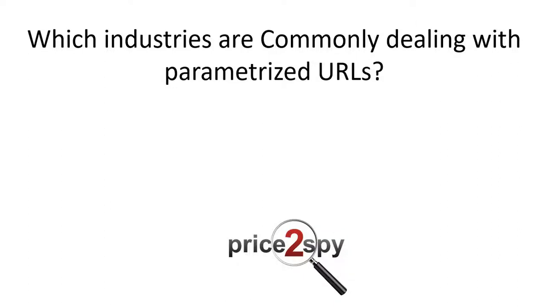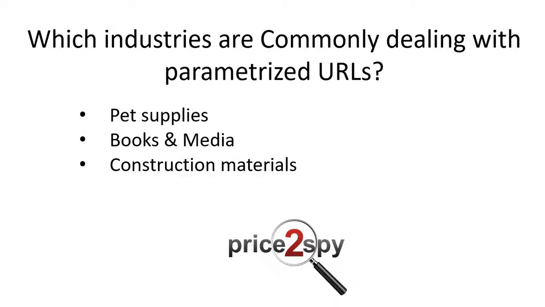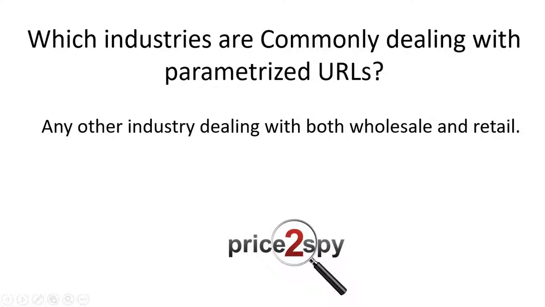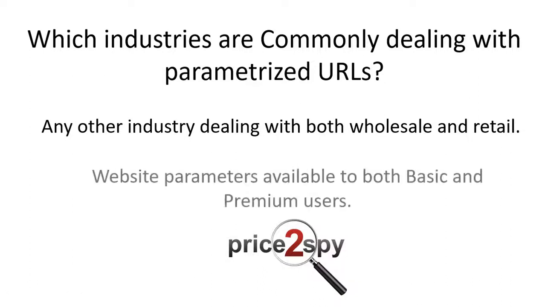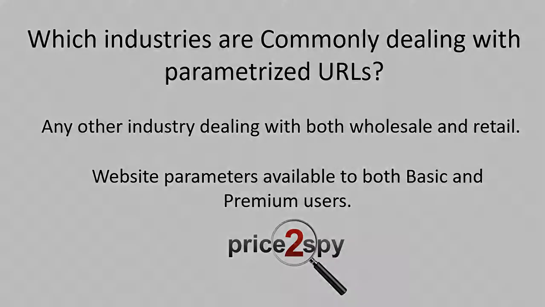Which industries are commonly dealing with parametrized URLs? Our experience with price monitoring has proved that the parametrized URLs are typical on web stores from several industries such as pet supplies, books and media, construction material, cosmetics, home decor, etc. On the other hand, it's not unusual for URL parameters to appear, to a lesser extent, in other industries as well. Please note that working with parametrized URLs is available to both basic and premium Price2Spy clients.